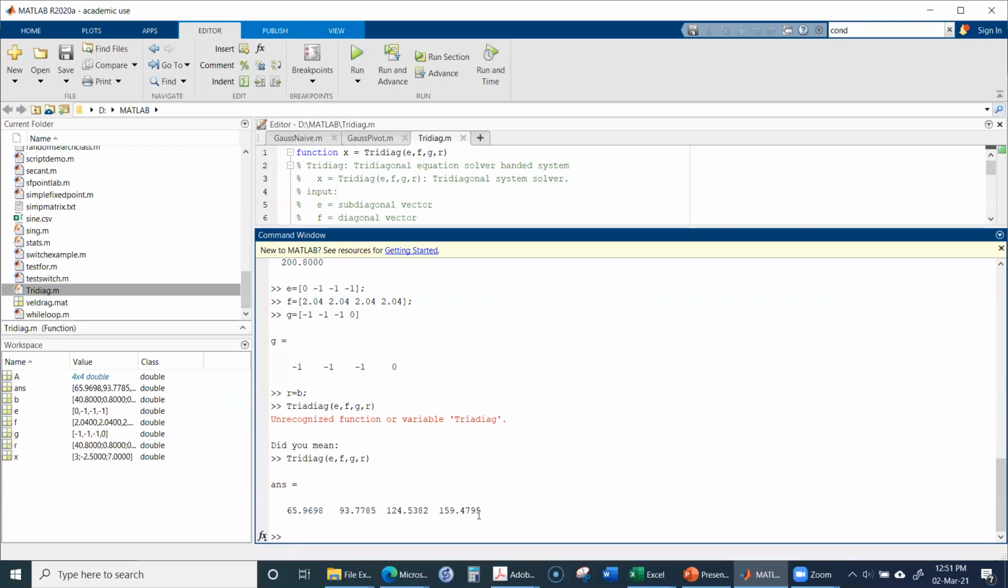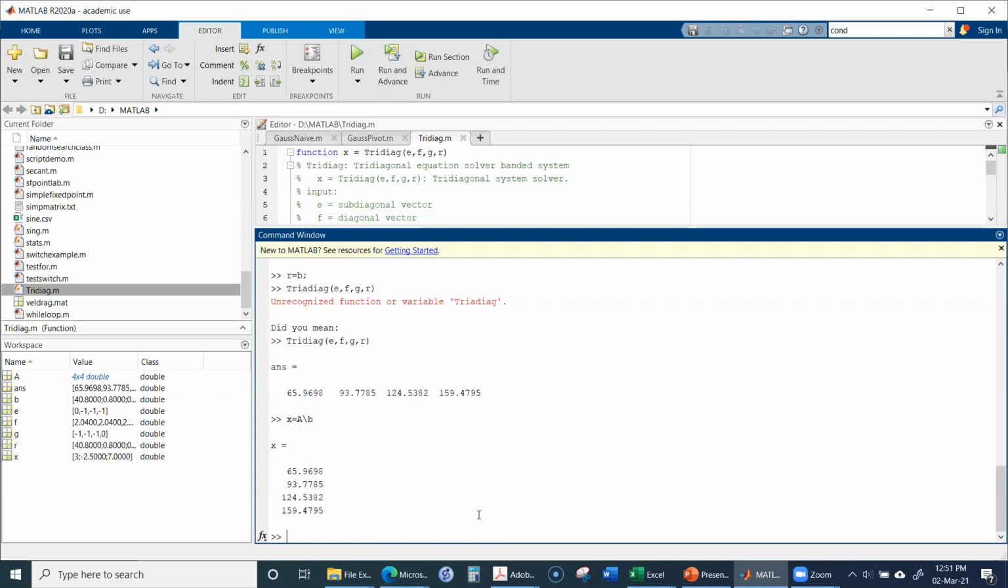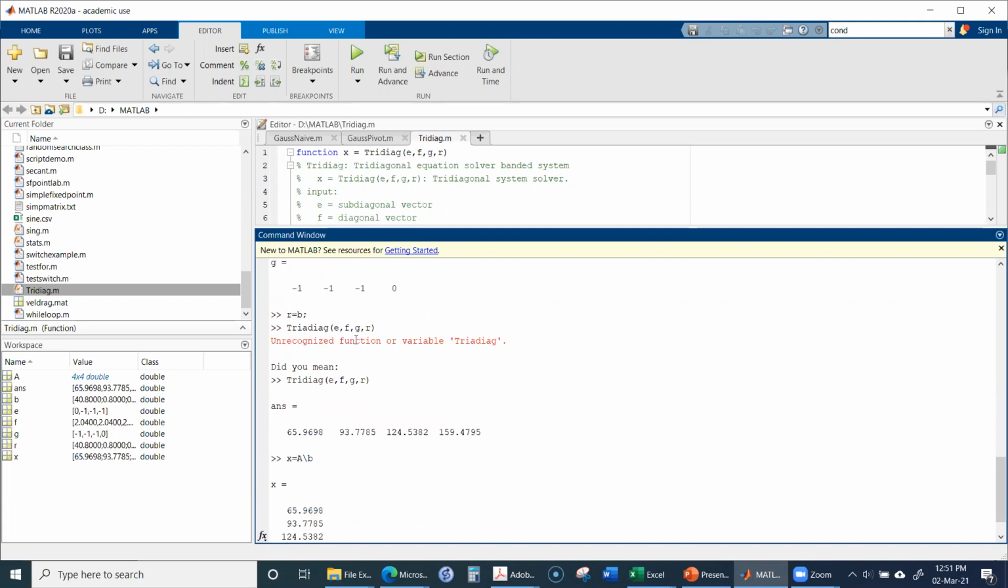Just to check whether this answer is correct, I will put X is equal to A backslash B. Yeah, it's the same answer. So again, you can see what is the purpose for doing this tridiag over here?